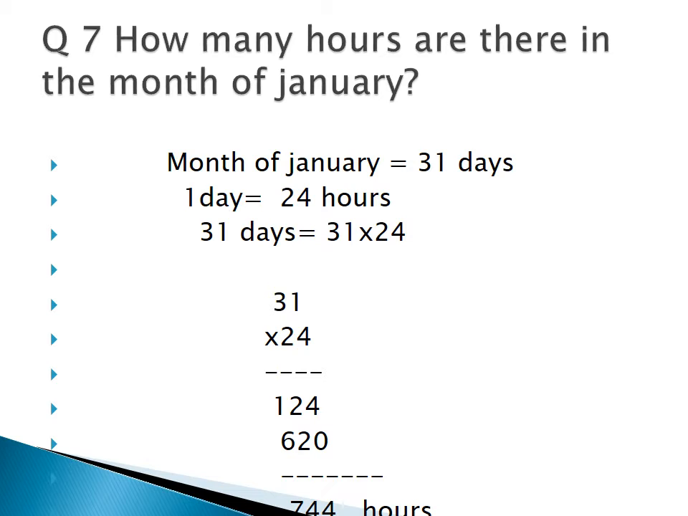Now you have to change days into hours. That means you have to multiply 31 with 24. Let's do the multiplication. 4 ones are 4, 4 threes are 12. Write cross or 0 under the ones place number. Start multiplying with the tens place number, that is 2. 2 ones are 2, 2 threes are 6. 4 plus 0, 4. 2 plus 2, 4. 6 plus 1, 7. 744 hours. In the month of January, we have 744 hours.